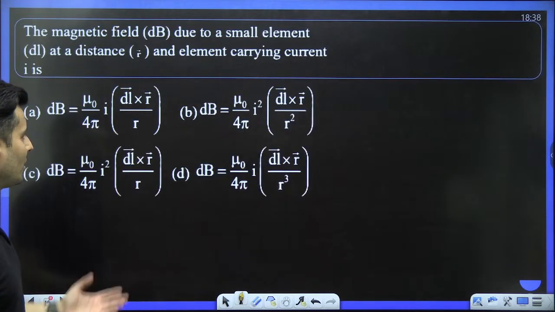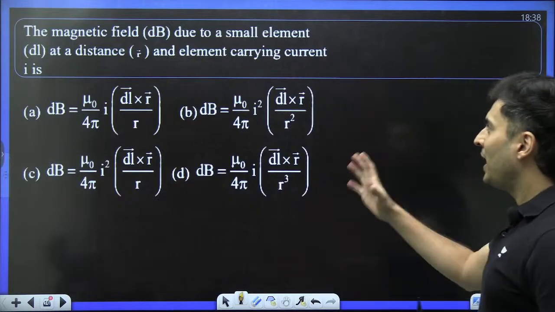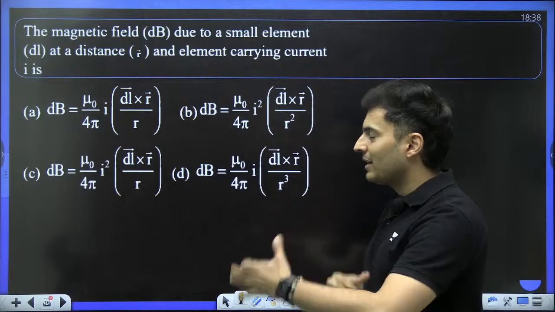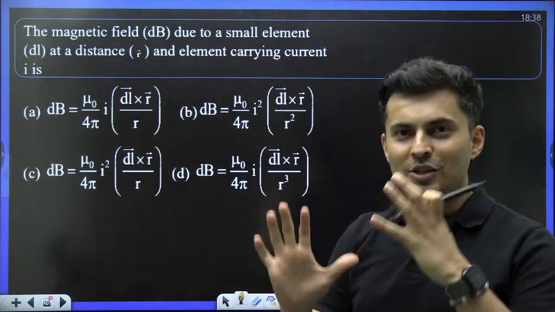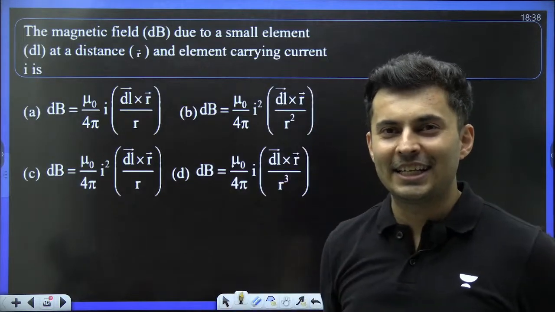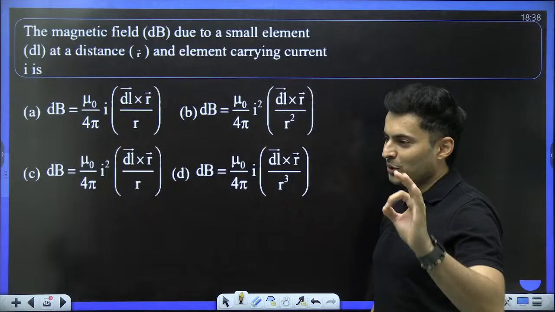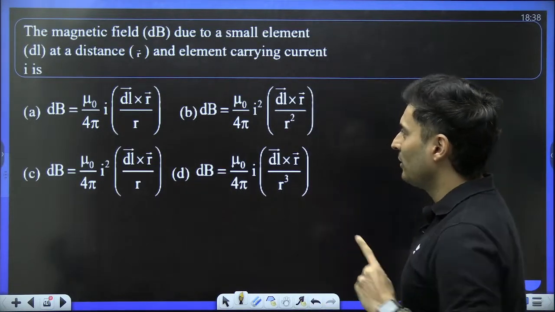Moving on to the next question on your screen. Come on, you should be able to get this. The magnetic field due to a small element at a distance r is. All the formulas look confusing, but only one of them is correct. This is just to mix and match and play with your mind. If you're smart enough, you can get the answer very easily. You should know the formula. You cannot make any mistakes. Only one of the formulas is correct.